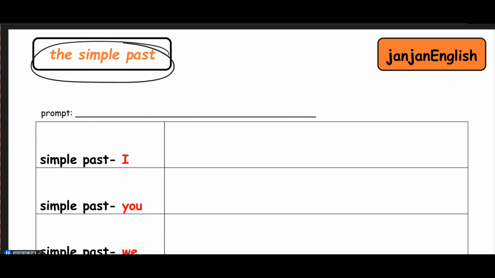Today we're going to focus on the simple past tense, and to make the past tense in English, all you have to do is put the letters ed on the end of the verb. But there's something special about ed. When you pronounce ed, there are three options. Option number one, it could be t. Option number two is d. And option number three is id. Most students make the mistake and always pronounce ed with id.